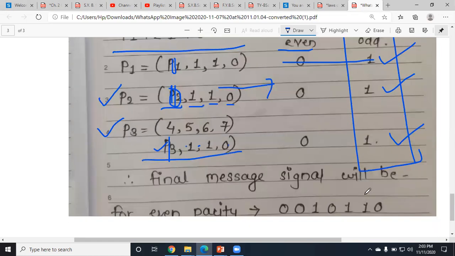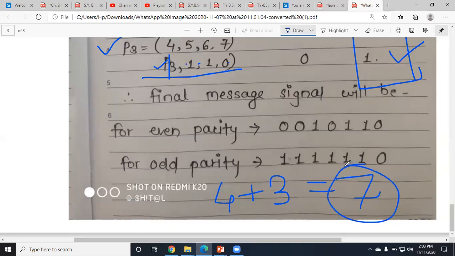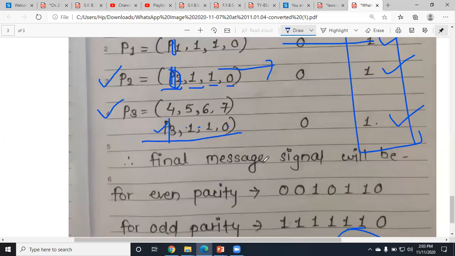Right now, entirely we have to send the data of 7 bits. I already told you, right? 4 message bits, 3 parity bits. Total 7 bits I need to transmit. Now, how to transmit them? If I use even parity as given in the question, what is my sequence? P1, P2, M1, P3, M2, M3, M4.